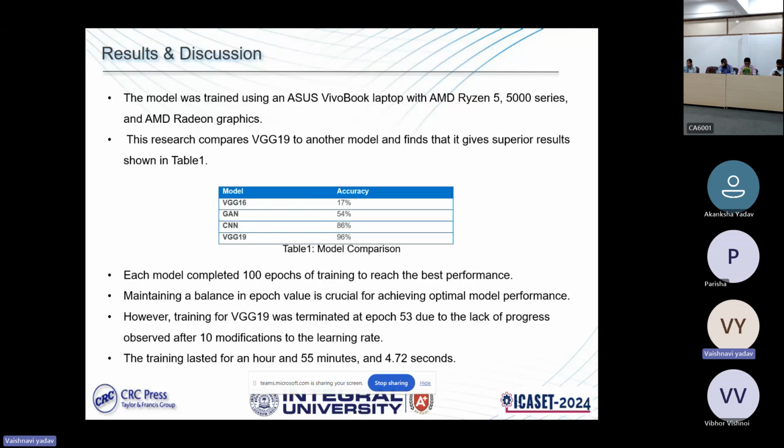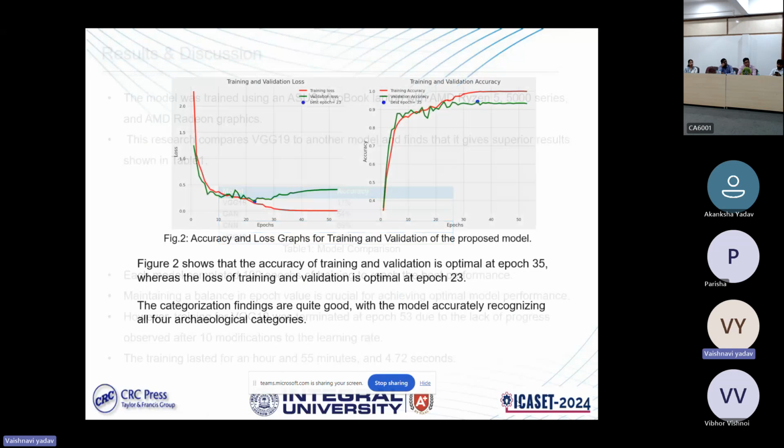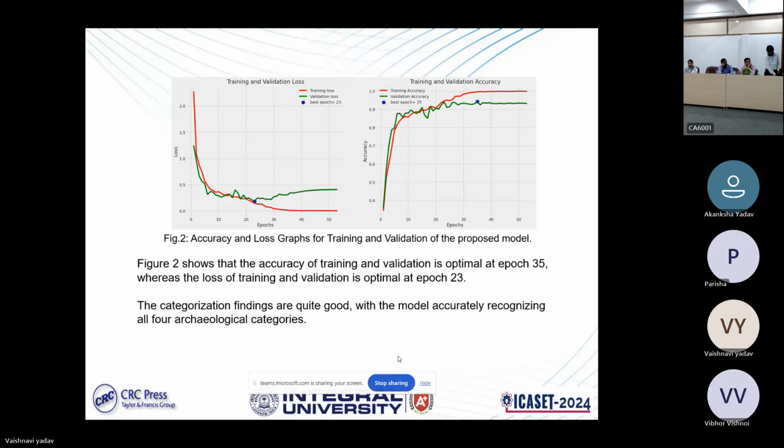Maintaining a balance in each value is crucial for achieving optimal model performance. Training for VGG19 was terminated at 53 epochs due to lack of progress observed after 10 modifications in the learning rate. The training lasted for an hour, 55 minutes, and approximately 4 seconds. These are the training time, and this is the training and validation accuracy and loss graph I got from my proposed model. It shows that the accuracy of training and validation is optimal at epoch 35, whereas the loss of training and validation is optimal at 24. After 35 and after 24, the parameters stay the same and do not increase.